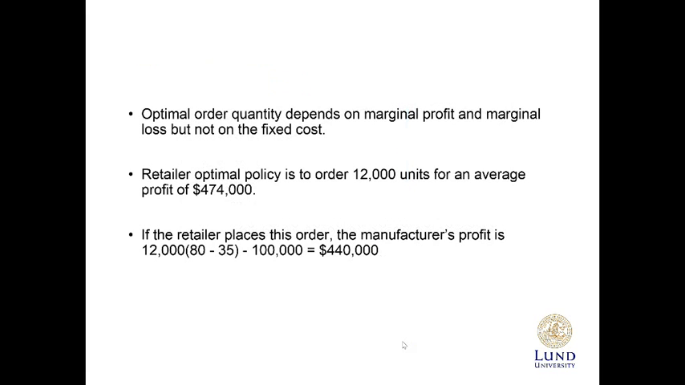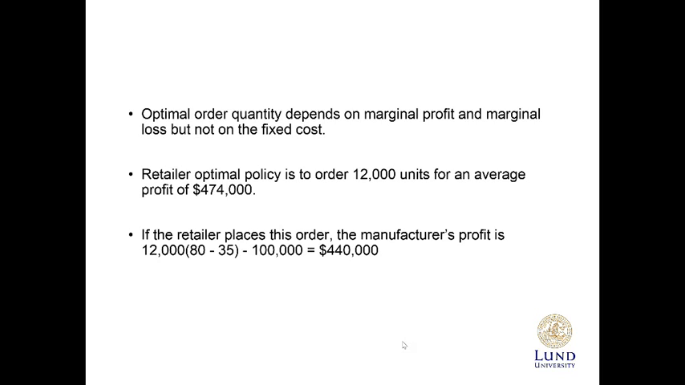So this gives us 12,000 at an average profit of 474,000 for the retailer. If the retailer places this order, the manufacturer's profit is 12,000 units sold at 80 each with a 35 variable cost minus the fixed cost of 100,000, total profit of $440,000.